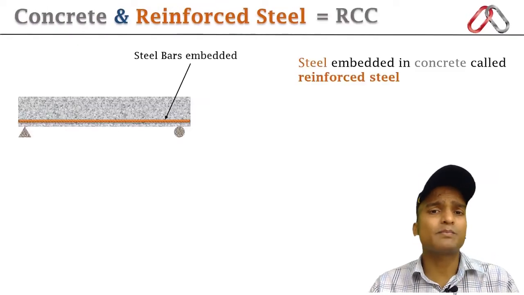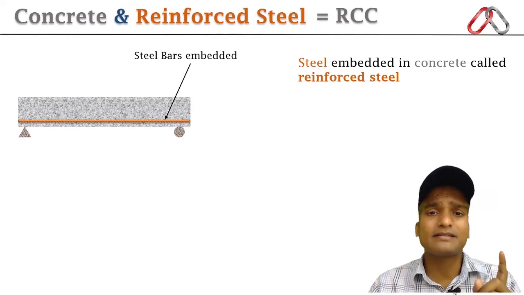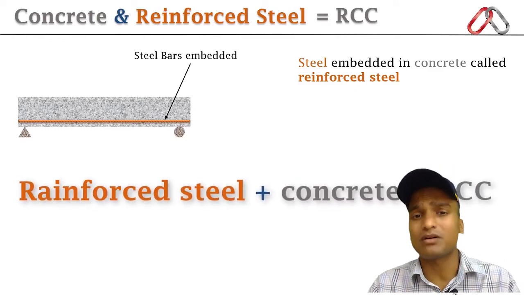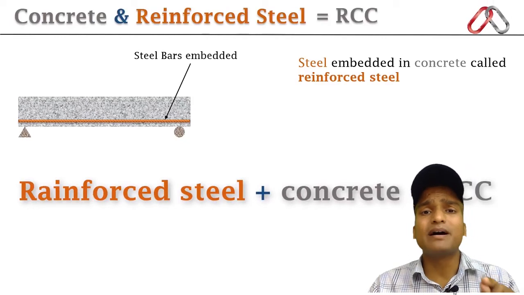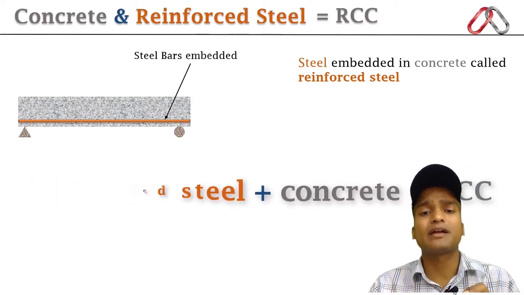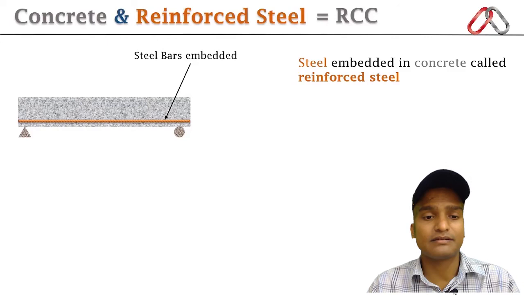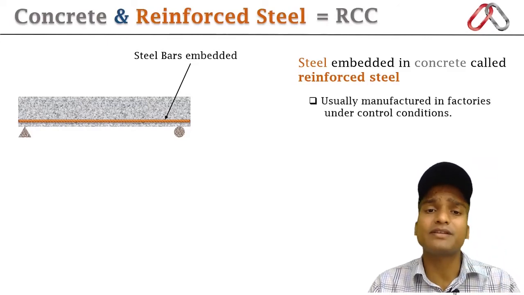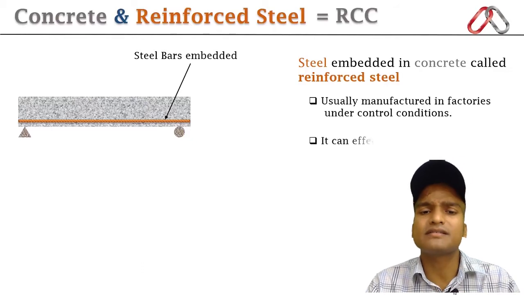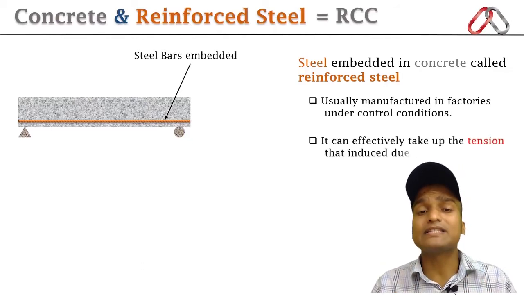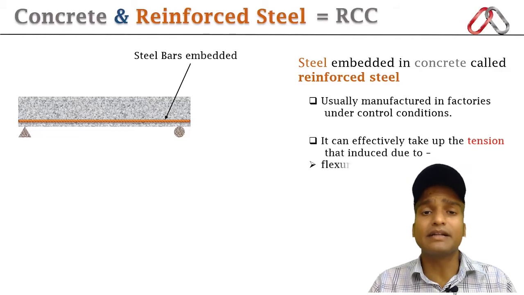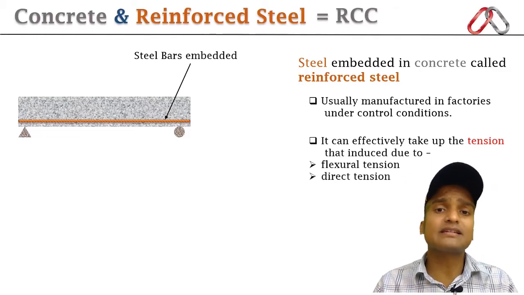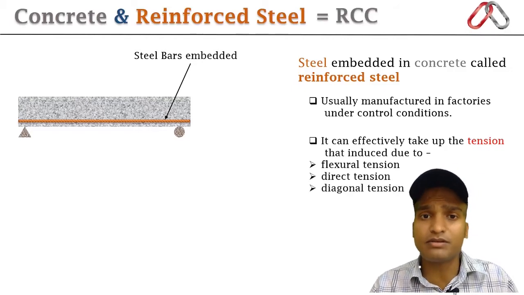To counteract this problem of cracking, we mix concrete with reinforcing steel, and that becomes reinforced cement concrete, because steel bars are embedded in the concrete and they are named as RCC. Steel is always manufactured in factories under controlled conditions, and this steel bar is going to easily take up the tensions that are going to be induced in the beams, and tension can be induced due to different types of stresses.